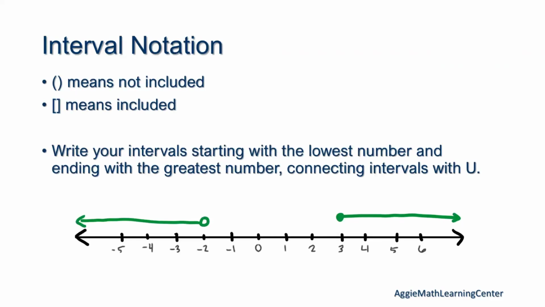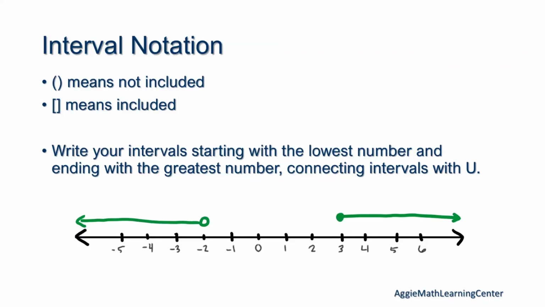Interval notation. So you have your parentheses, which means that that point or that x value is not included in the domain, and your brackets mean it is included. So for this number line down here, write your intervals starting with the lowest number and ending with the greatest number, connecting intervals with U, standing for union.